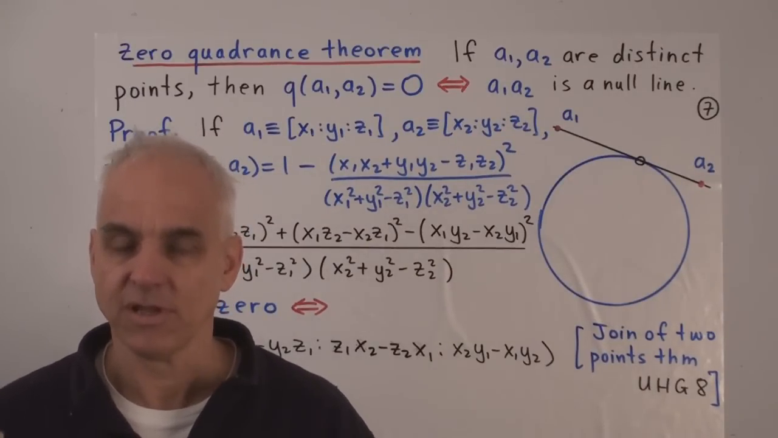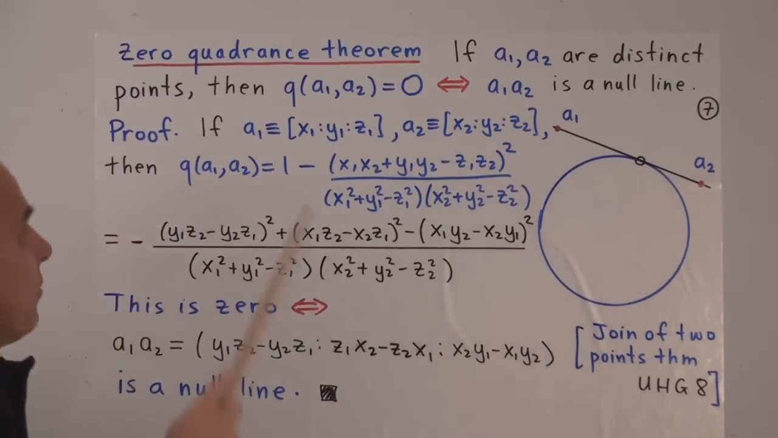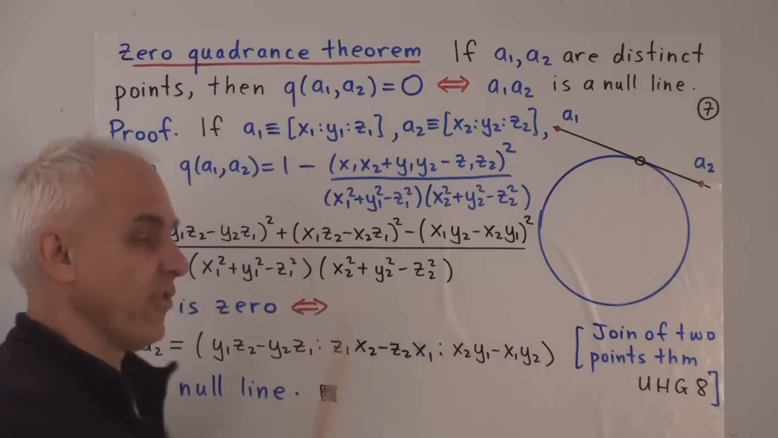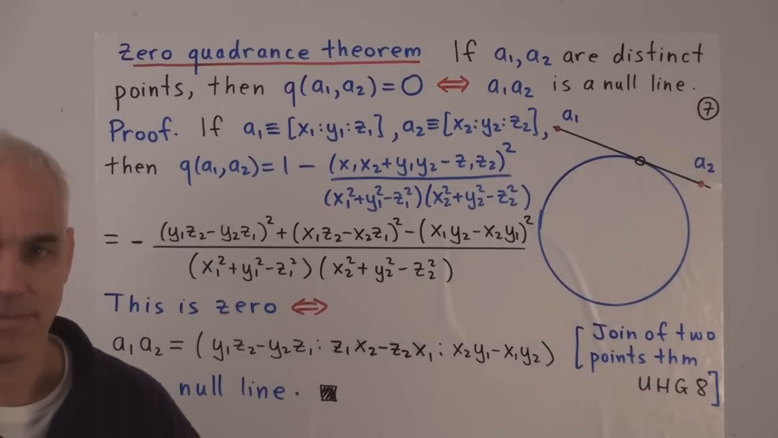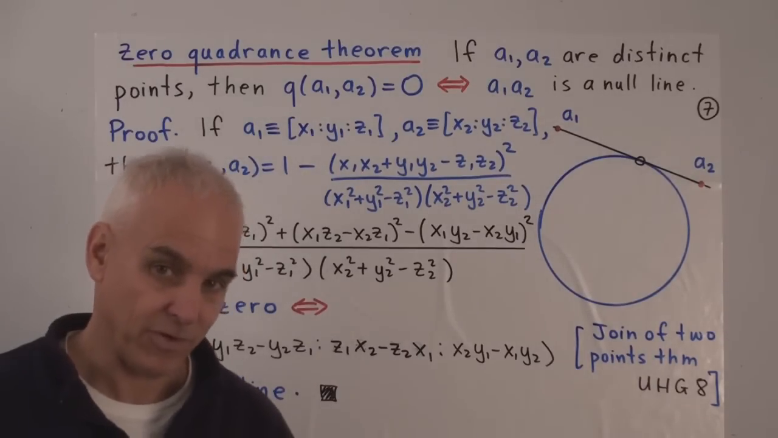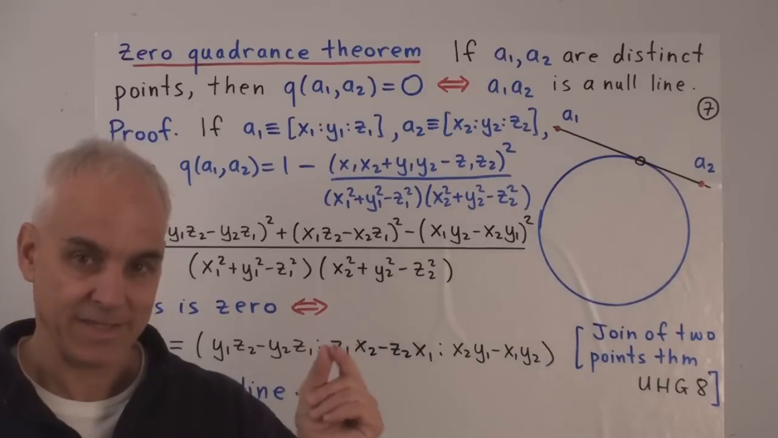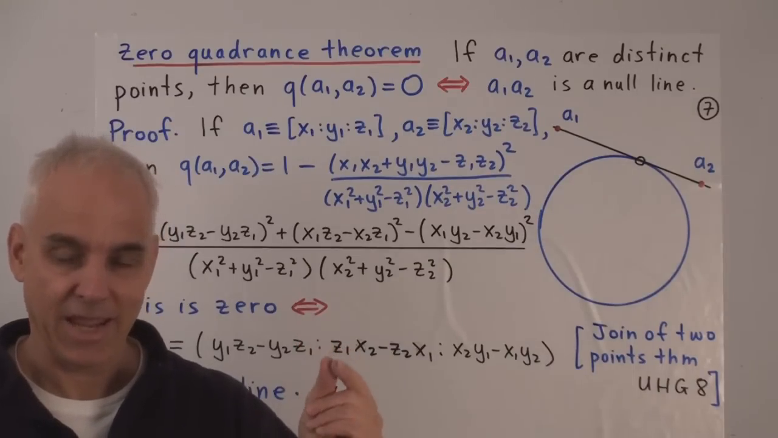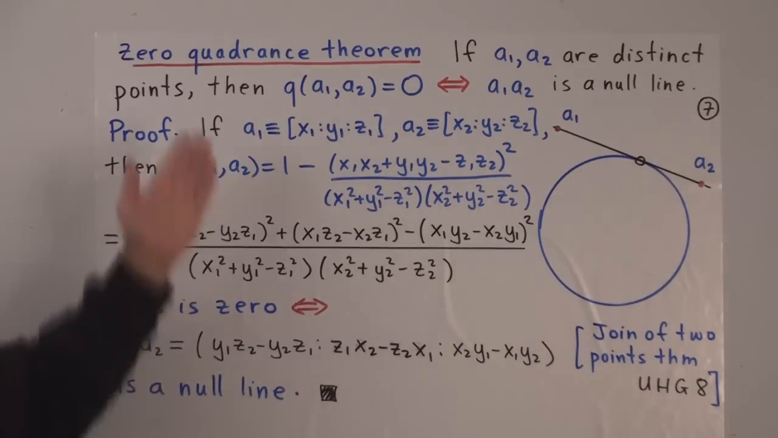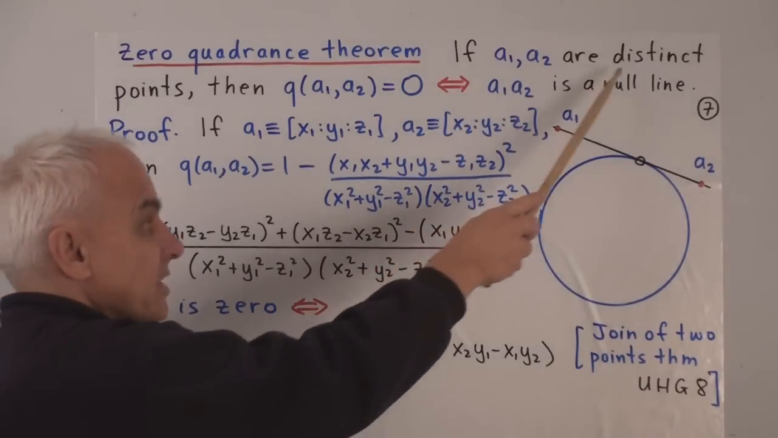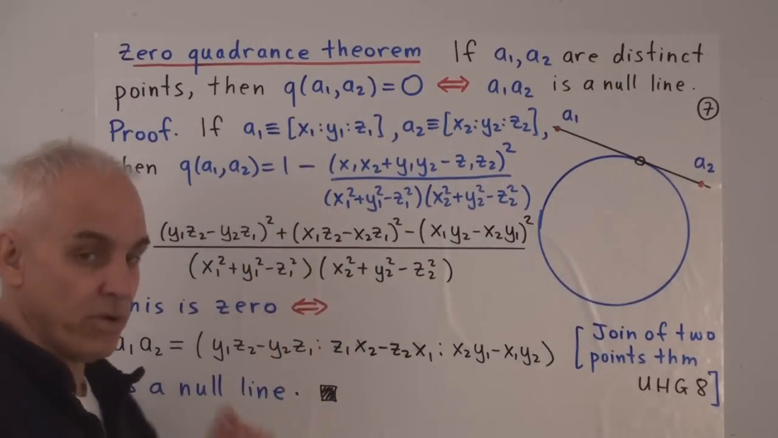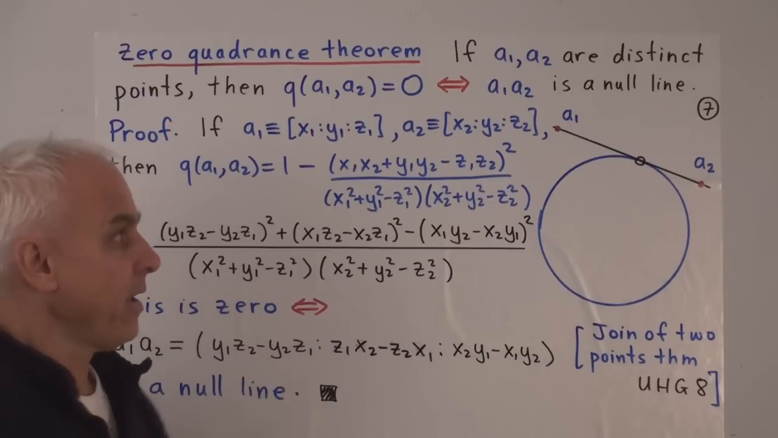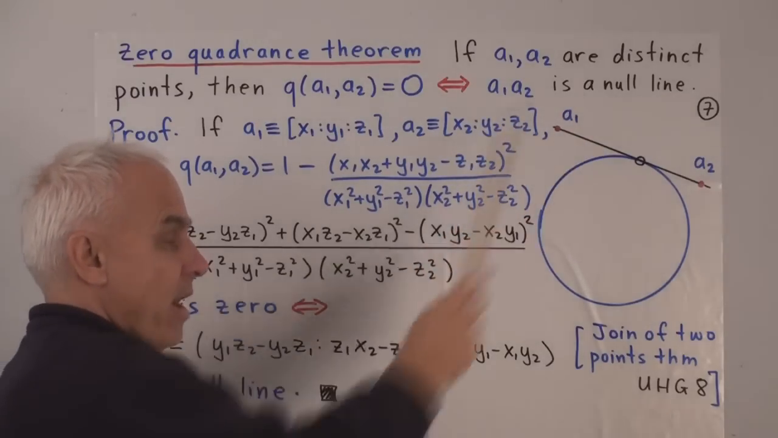So we're going to need a preliminary result, which is of independent interest. This is an important result just by itself. It's what we call the zero quadrance theorem. And it tells us when we have a quadrance of zero between two points. Well, one way we have a quadrance of zero is when the two points are exactly the same. The quadrance between A and A is always zero. But the theorem says that if A1 and A2 are distinct points, then the quadrance between them is zero precisely when A1A2 is a null line.